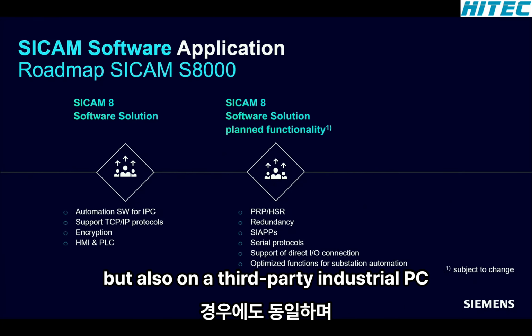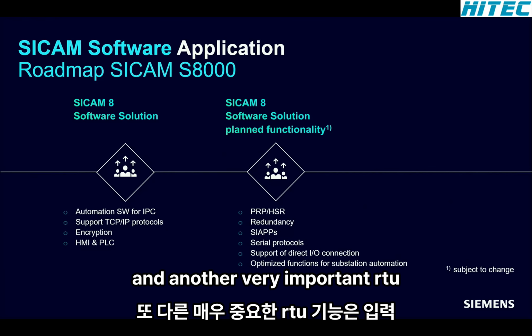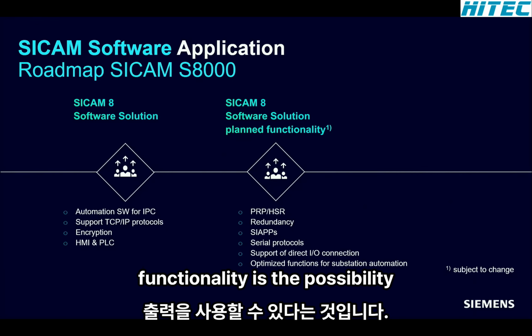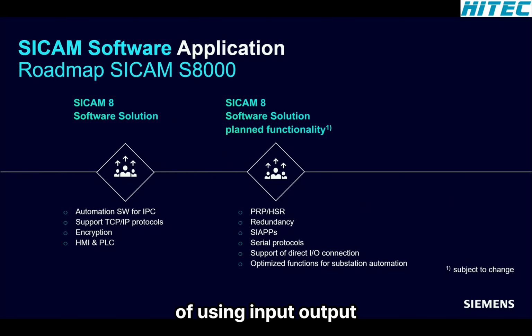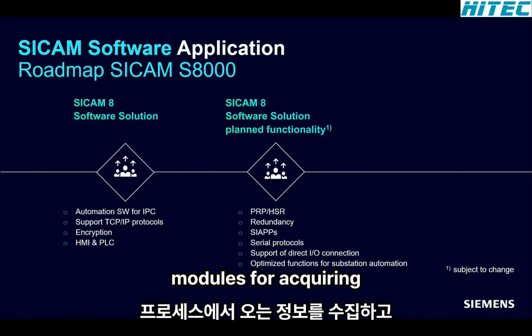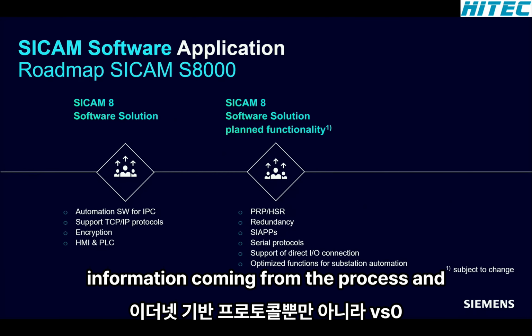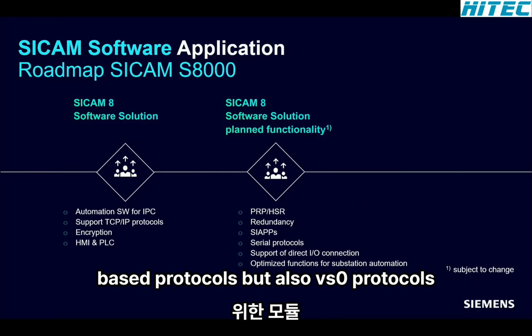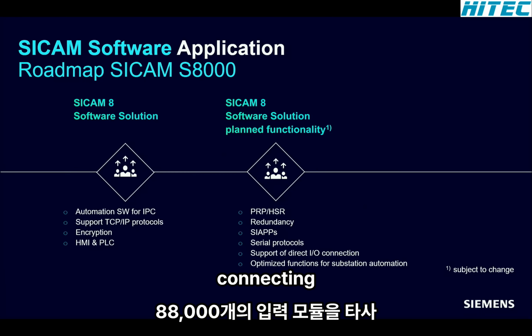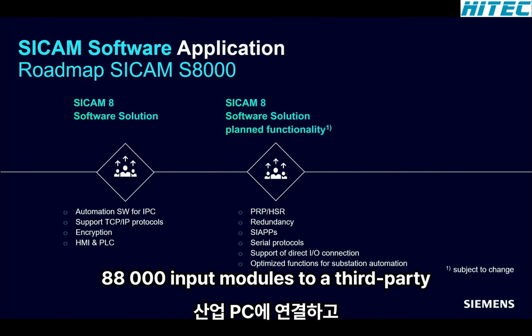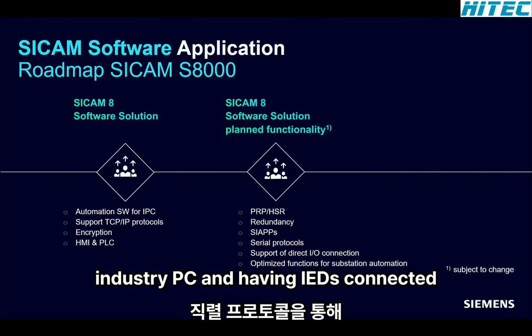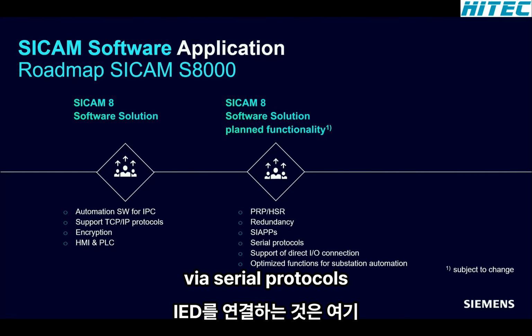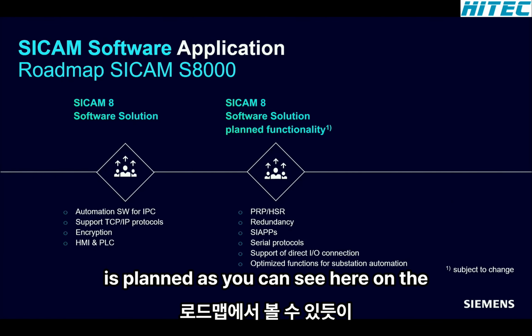And another very important RTU functionality is the possibility of using input-output modules for acquiring information coming from the process and to connect IEDs not only via Ethernet-based protocols, but also via serial protocols. Connecting A8000 input-output modules to a third-party industrial PC and having IEDs connected via serial protocols is planned, as you can see here on the roadmap.